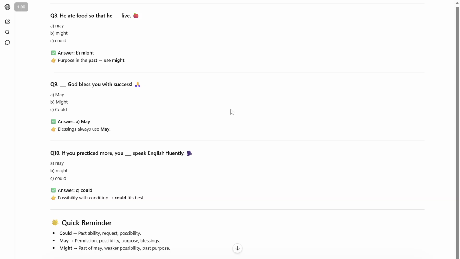Quick reminder. Could: past ability, request, possibility. May: permission, possibility, purpose, blessings. Might: past of may, weaker possibility, past purpose.